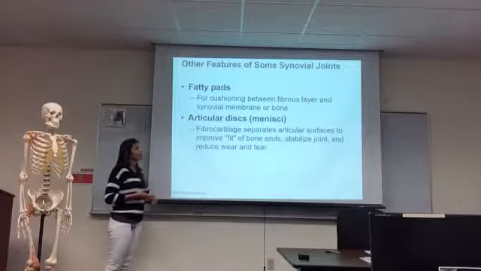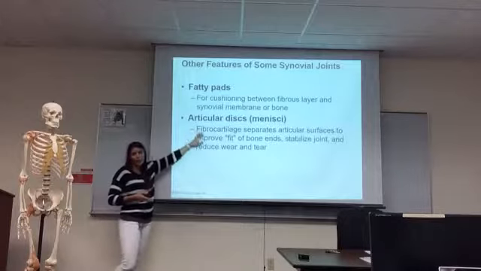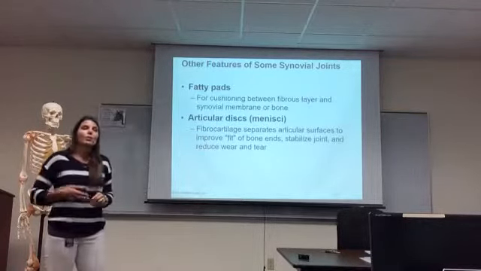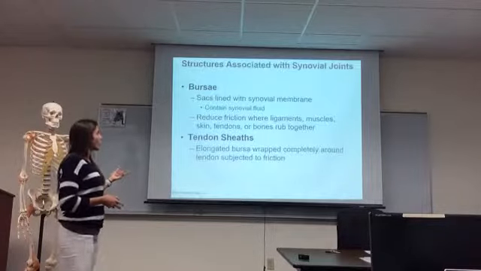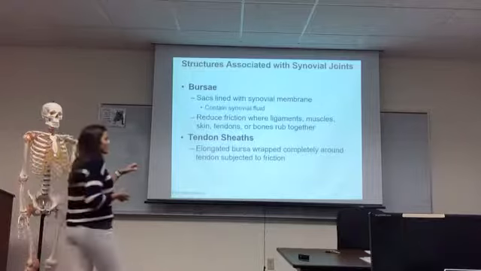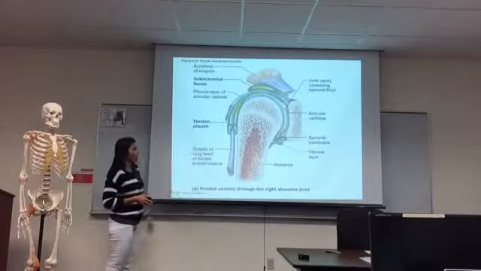Other features that we have in synovial joints: fat pads and articular discs, which you and I call the meniscus, or menisci because that's plural. Fat pads are really important. Also bursa, and I'm going to show you what all these are when we look at a diagram. But bursa and tendon sheaths. Let me show you what I'm talking about here.